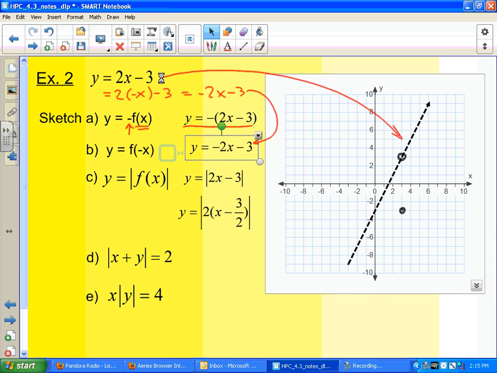All right. Next one. I can't do that one. We're going to do this one by hand. So absolute value. What is the absolute value going to do to this graph?